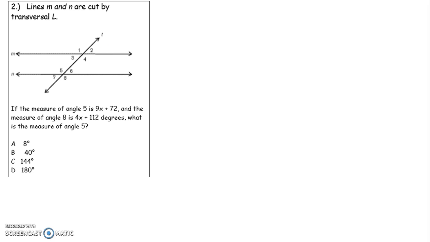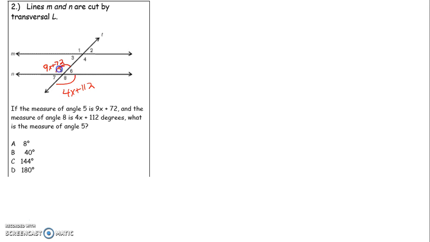Lines M and N are cut by transversal L. If the measure of angle 5, so I've got to go here to angle 5, is 9x plus 72, and the measure of angle 8, there's angle 8, is 4x plus 112. What is the measure of angle 5?